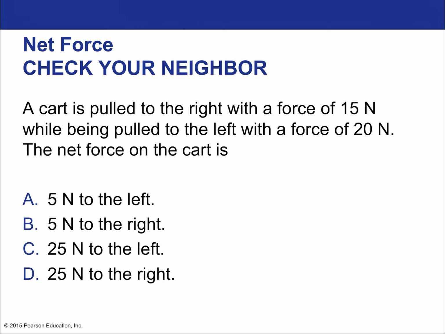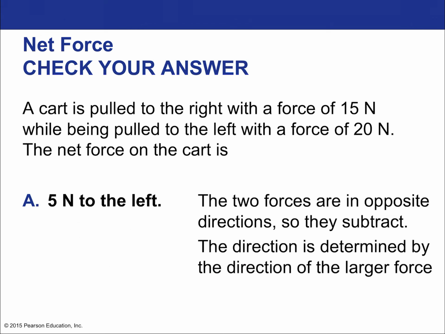A cart is pulled to the right with a force of 15 newtons while being pulled to the left with a force of 20 newtons. The net force on the cart is, pause, make sure you can answer this, 5 newtons to the left, right? Because the bigger force was in that direction, so we essentially would have 20 minus 15, which gives us 5. You could also think of it as 15 minus 20, negative 5, and call the left the negative direction.